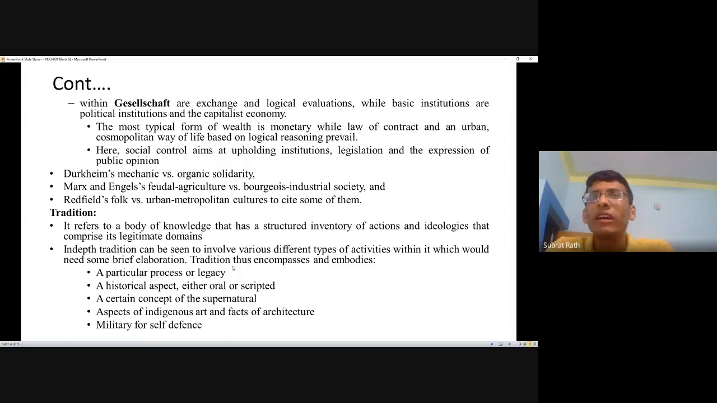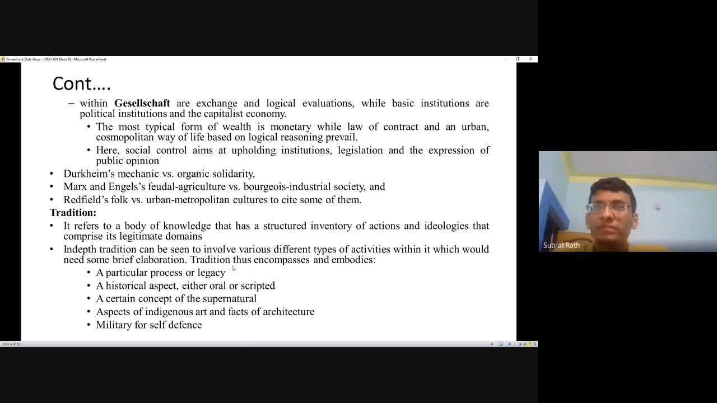So tradition refers to a body of knowledge that has a structure, inventory of action, and ideologies that comprise its legitimate domains. That means, from the above analysis, we are clear that it is a structure where action and ideology, the action means what people are doing, and ideology means what people believe. Our action is guided by our belief system. We are guided by a cultural pattern which is very much related to our historical perspectives.